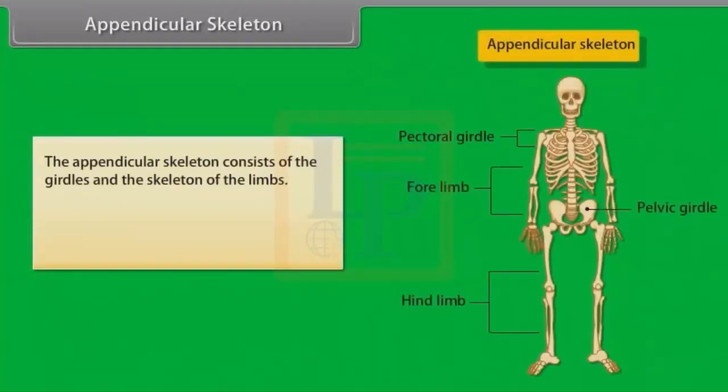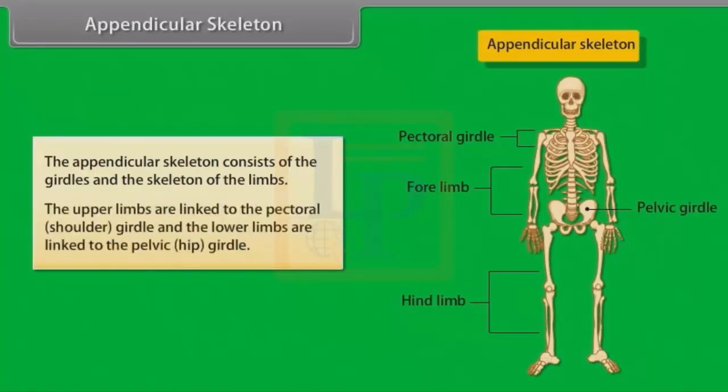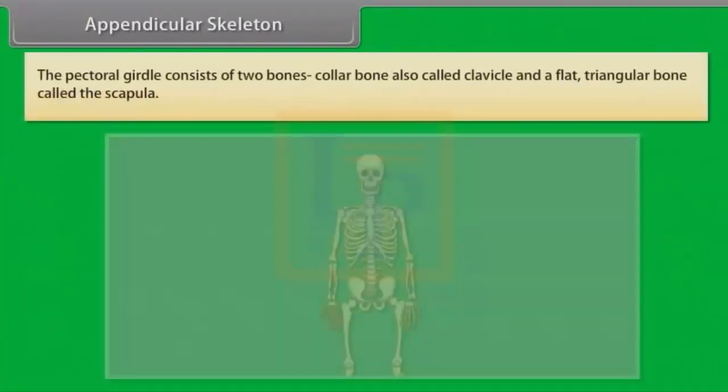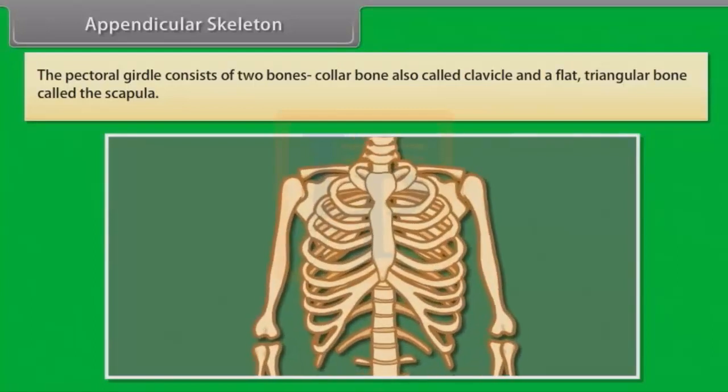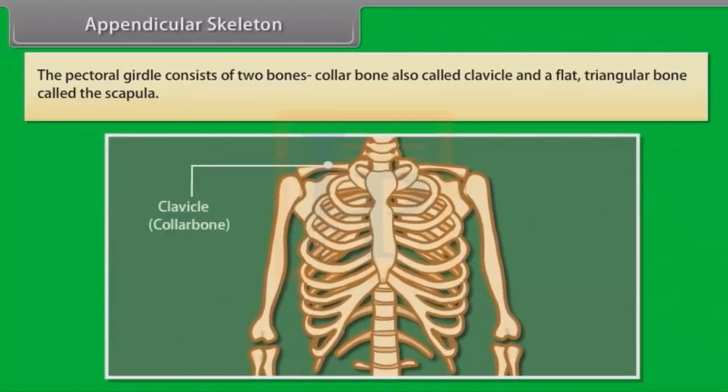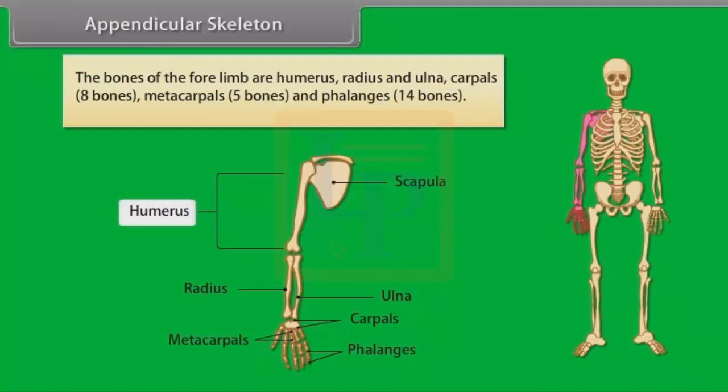Appendicular skeleton. The appendicular skeleton consists of girdles and the skeleton of the limbs. The upper limbs are linked to the pectoral or shoulder girdle and the lower limbs are linked to the pelvic or hip girdle. The pectoral girdle consists of 2 bones, collar bone, also called clavicle, and a flat triangular bone called the scapula.